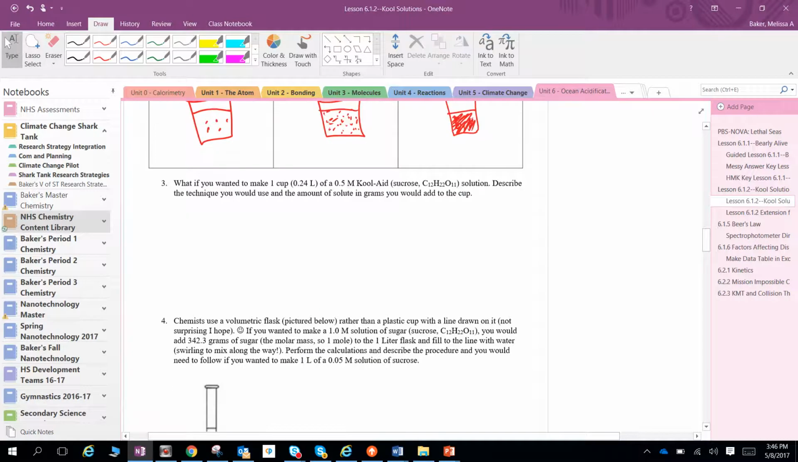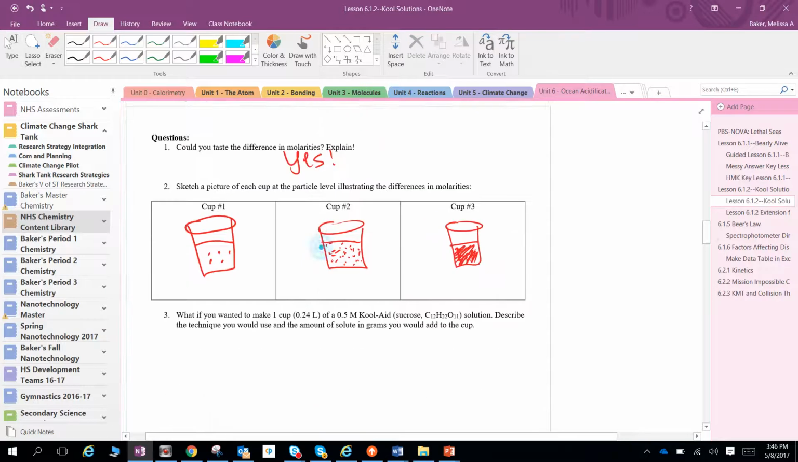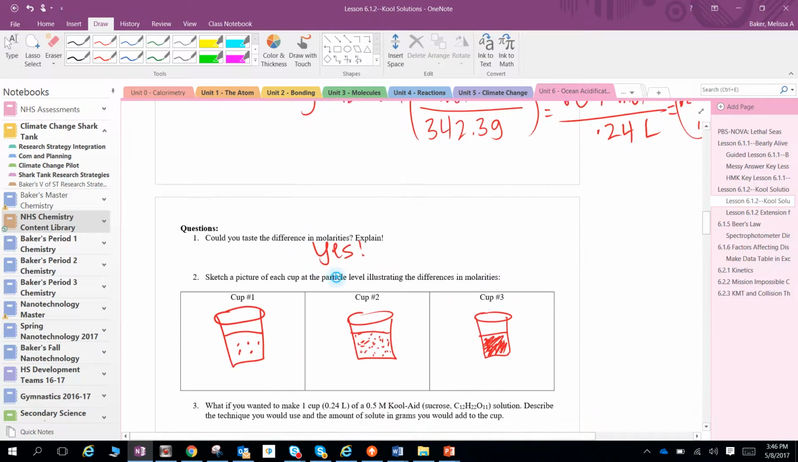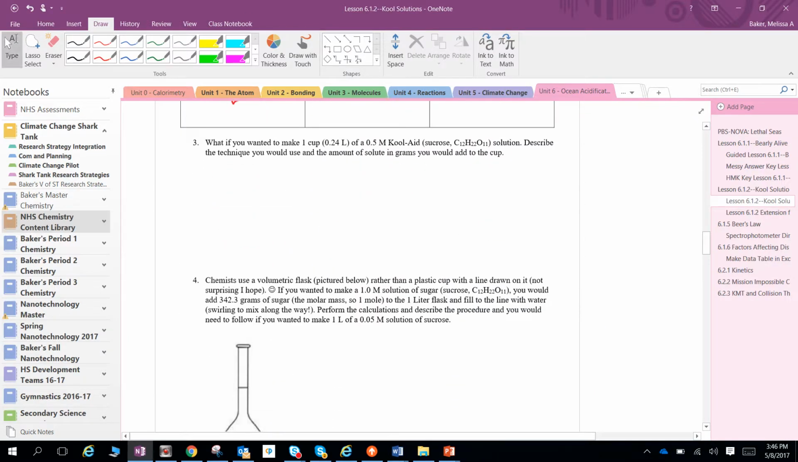Okay, then we did a slightly different scenario. What if we wanted to make 0.24 liters of a 0.5 molar Kool-Aid solution? So this is a lot more concentrated. The highest we made before was 0.3. So how would we go about doing this?